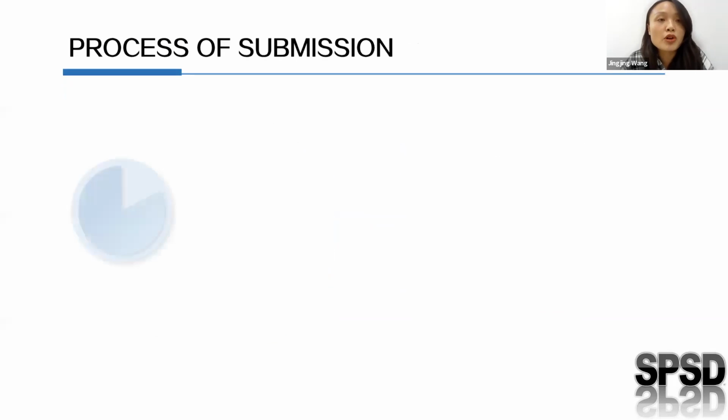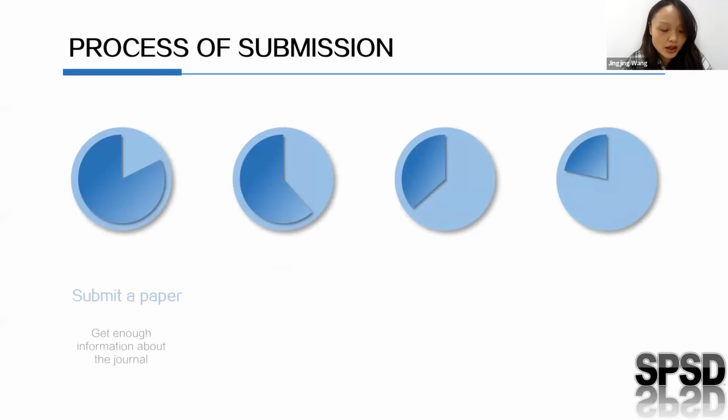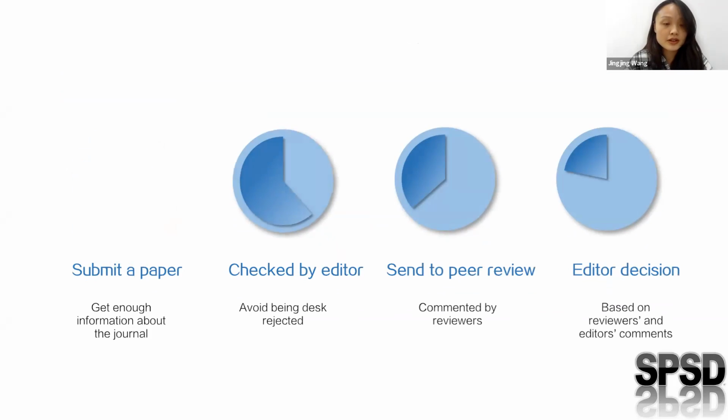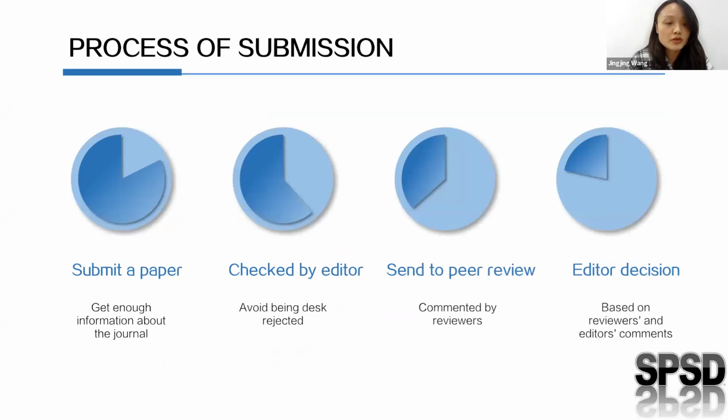Here is the process a submission will undergo. Once your article is submitted, it will be checked by a managing editor or editor-in-chief. That depends on the journal. A bad impression will make your article be rejected by editors before the review process. That is called desk reject.